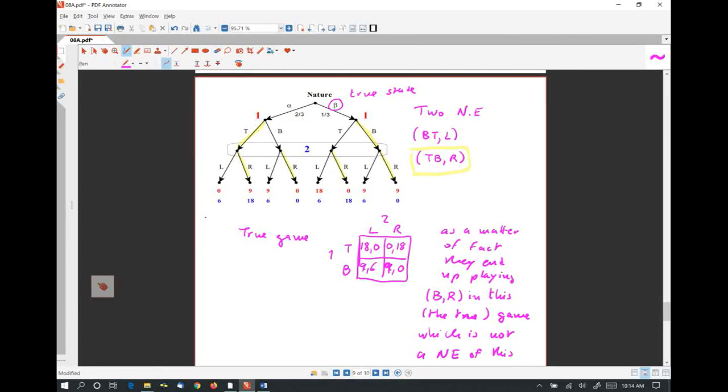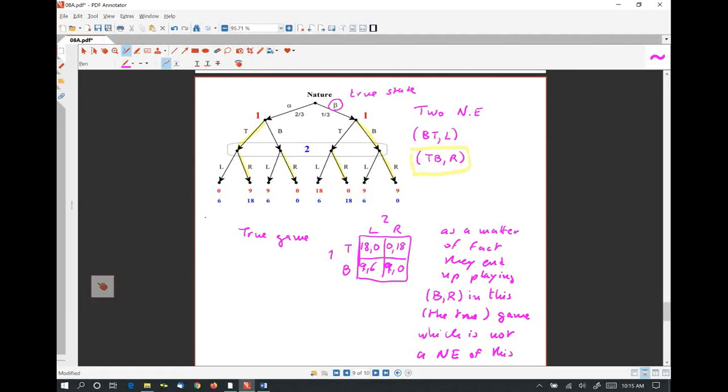So although TBR is a Nash equilibrium of the entire game, what they end up playing in the actual game associated with the true state might not be a Nash equilibrium of that game. But that is not a problem, because it's just a reflection of the fact that player 2 is operating under uncertainty and does not know what game she's playing.